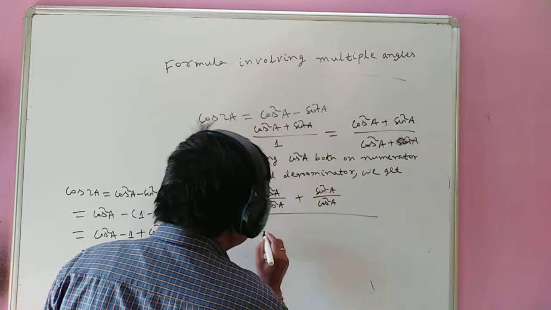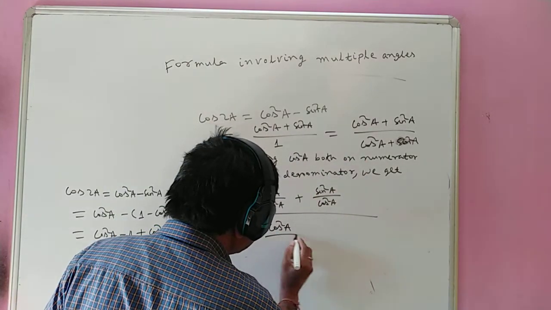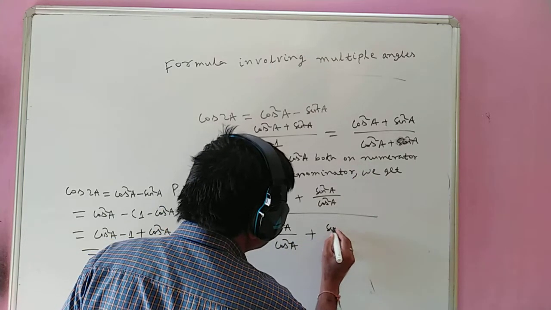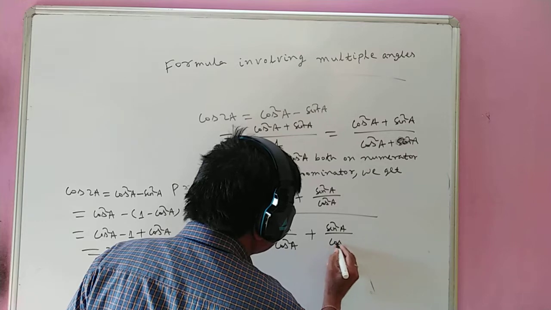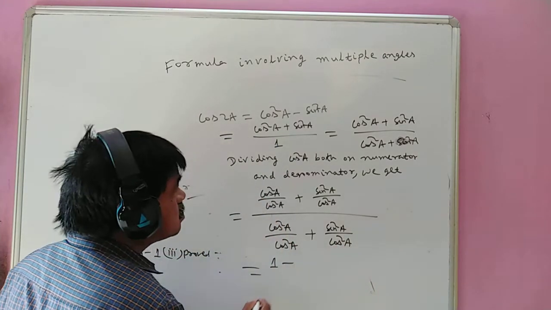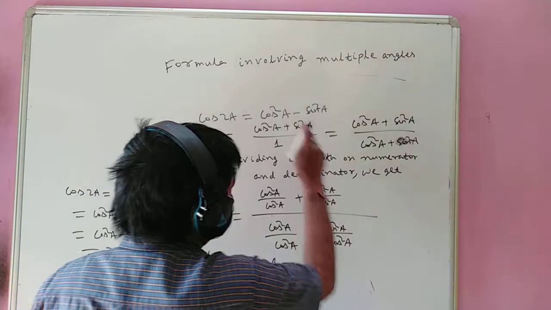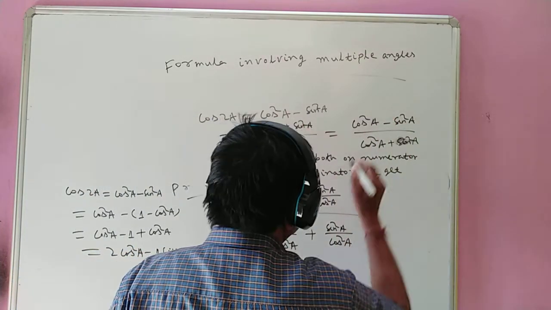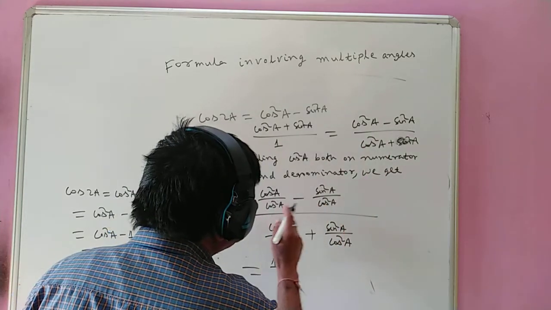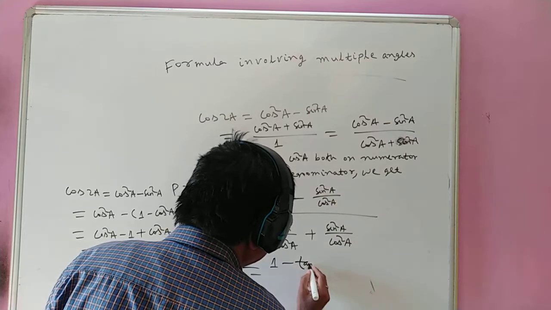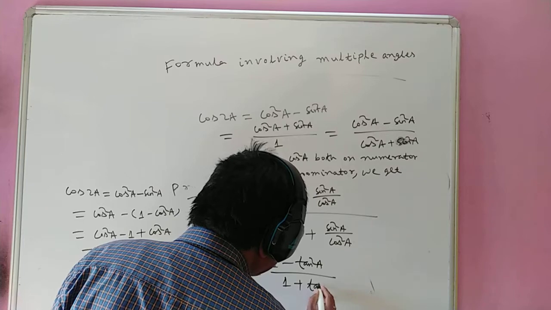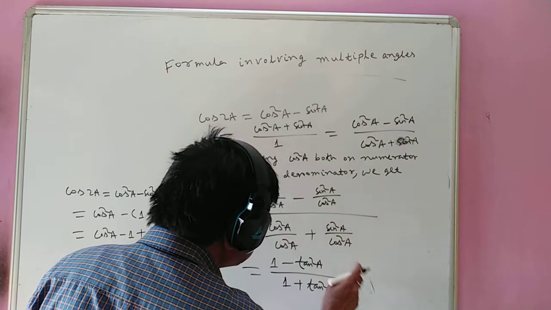Similarly, the denominator is cos square A by cos square A plus sin square A by cos square A. So cos square by cos square becomes 1. See, this is minus, so please make it minus. So it is 1 minus tan square A divided by 1 plus tan square A, because cos square gets cancelled and sin by cos is tan.